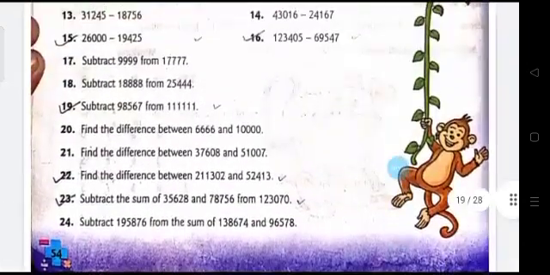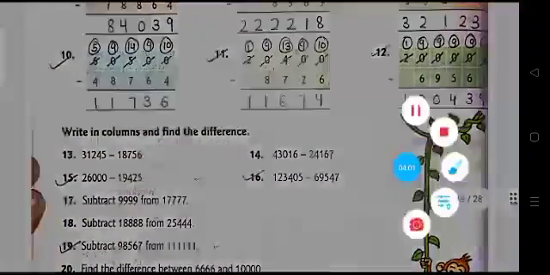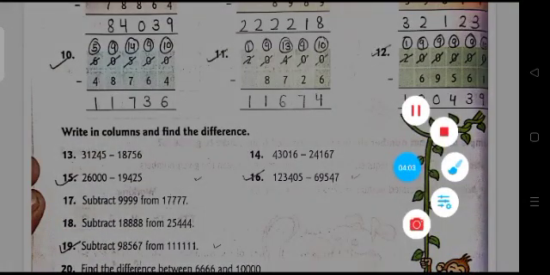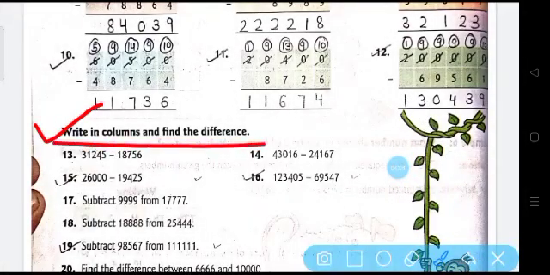Now students, let us start with the copy work. So question number 13. Okay. You can see here, write in columns and find the difference. Okay. So you have to now write them in columns and then you have to find the difference. Column means you will be writing them under the place value chart. So we will be starting with question number 15. Okay.